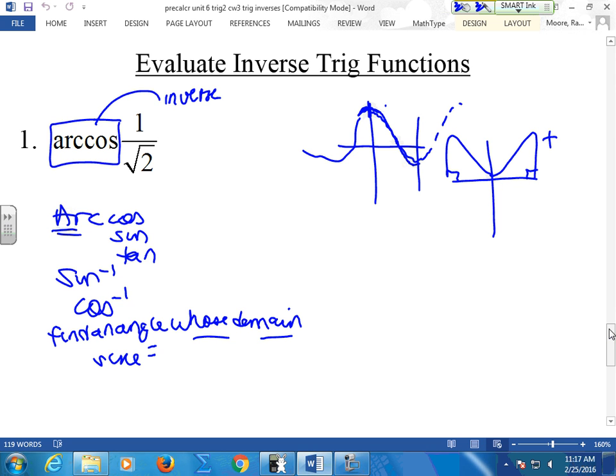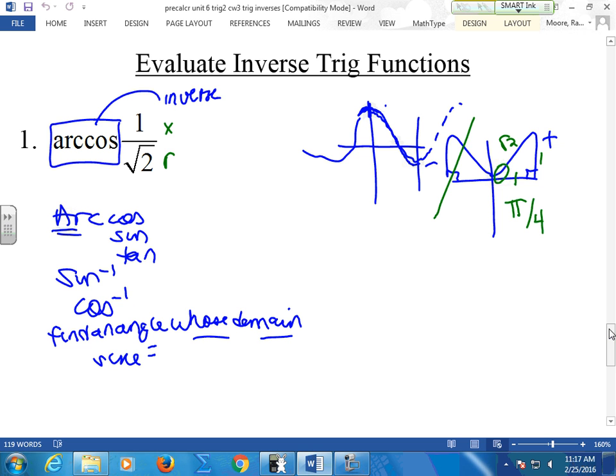This guy's positive, this guy's negative. Do I want a positive or a negative? Positive. So I don't want this part, I just want this. And then I label x over r. My special triangle. What reference angle is this? 1, radical 2. 45, which is pi over 4.